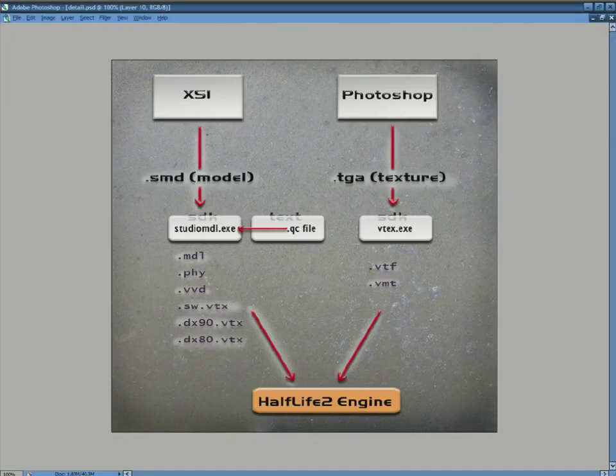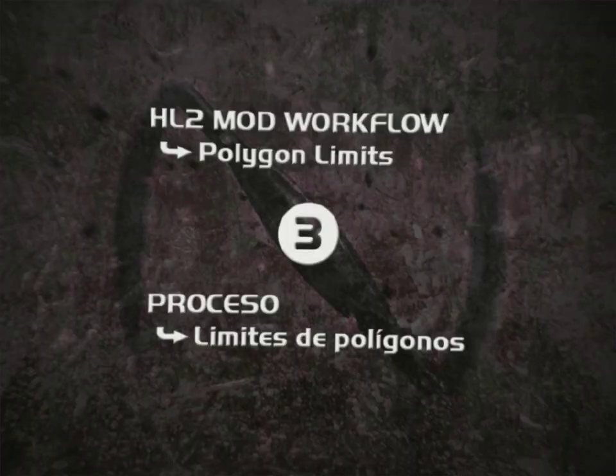Alright, let's break down the process in detail. On one side, we have XSI, and on the other, we have Photoshop. With XSI, we will export an SMD file, then we'll create a set of instructions and a text file called a QC file. With these two files in hand, we can use the Studio Model program to export these 6 different pieces that will make up our compiled model. In Photoshop, we will create a TGA file, which can then be compiled using the vtex.exe program from the SDK to create a texture for the engine which our model is going to reference.